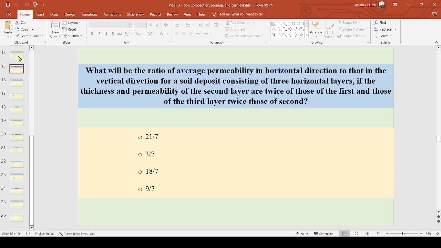What will be the ratio of average permeability in horizontal direction to that in the vertical direction for a soil deposit consisting of three horizontal layers if the thickness and permeability of the second layer are twice of those of the first and those of the third layer twice those of the second? Please read the question very carefully.